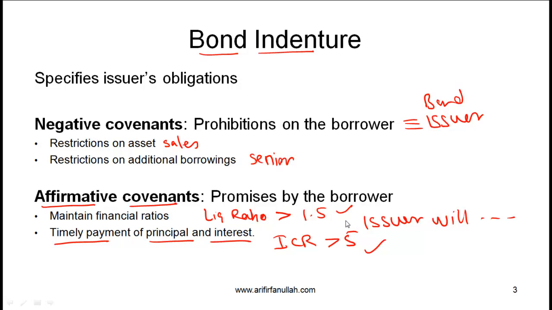So essentially, covenants or promises that start with the phrase "issuer will do so and so" are affirmative covenants, and on a similar note, negative covenants will typically be prefaced with "issuer will not," and then so and so. So for example, issuer will not sell assets, issuer will not issue additional loans, and so on.